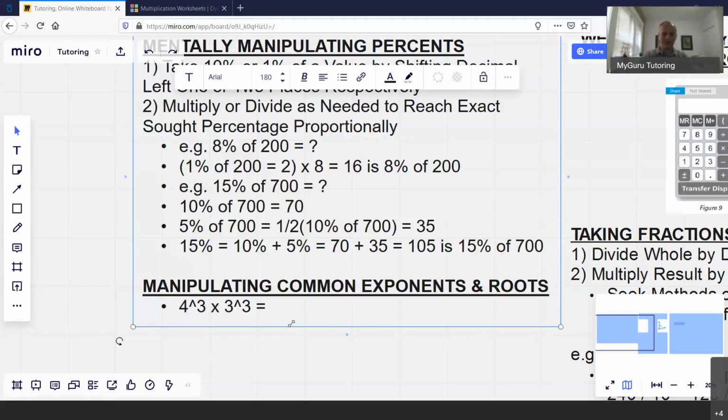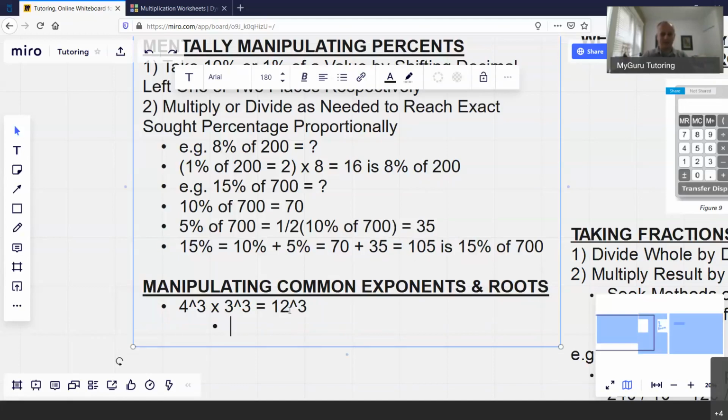$12. And so we've got 12 to the third. And if we wanted to expand it, we know that 4 to the third is equal to 64, and 3 to the third is equal to 27.